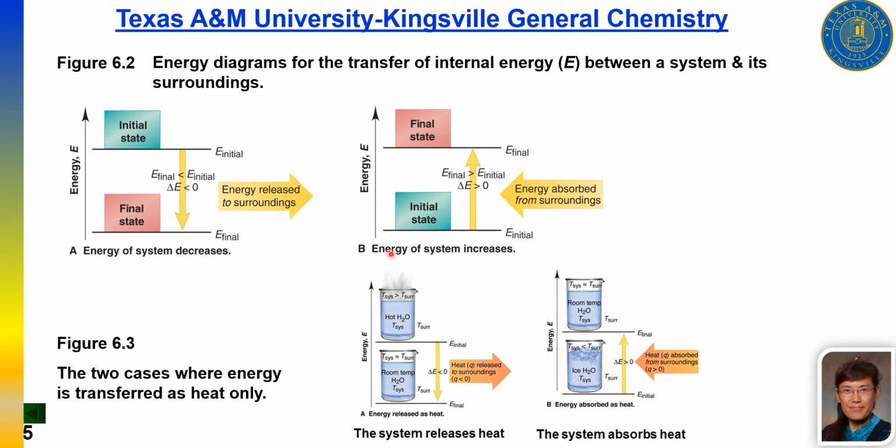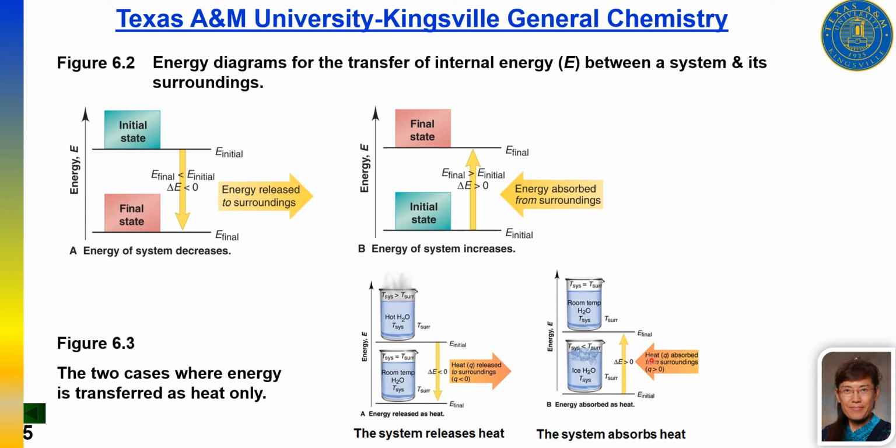Figure B. Energy of your system increases. So if you have your initial state, that initial energy is lower, final energy is higher. So the delta E again equals E final minus E initial. This delta E is bigger than 0, meaning your energy is going to be absorbed by your system from the surrounding. The last one actually has A and B as well.